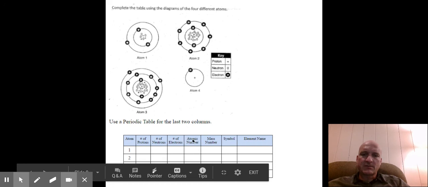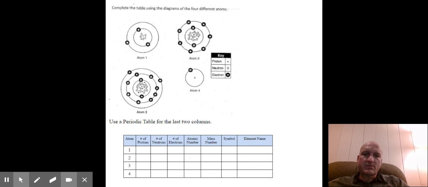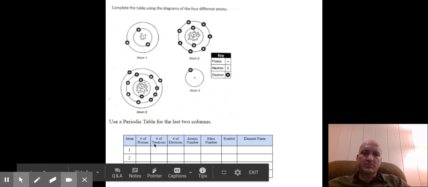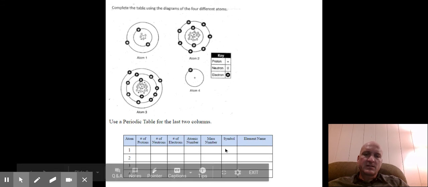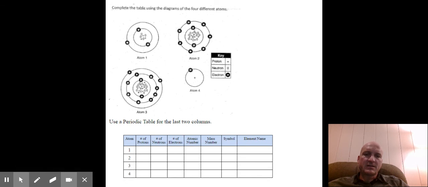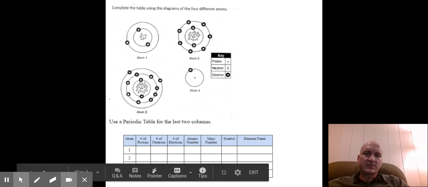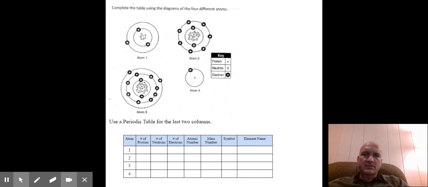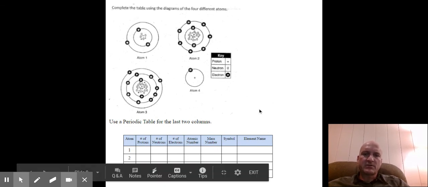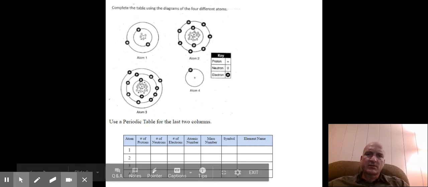Atomic number, we said it's always equal to the number of protons, which is 3. Mass number, this you need to add up. So you take protons plus neutrons. In this case, it's 3 plus 4, so mass number is going to be 7. Symbol, look it up on your periodic table. The only element with atomic number 3 is lithium. Its symbol is Li, and the element name is lithium. All right, so the rest of these, hopefully you can do without too much trouble. Good luck. Reach out to me with any questions.